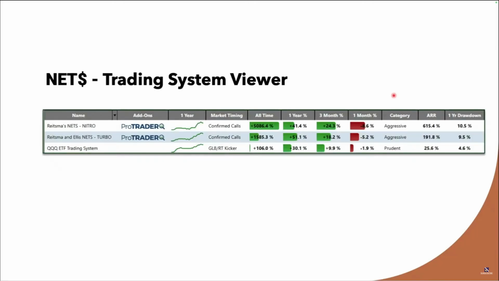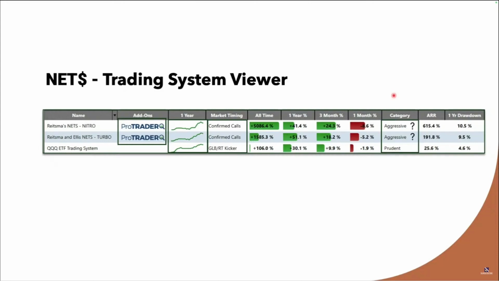So here's the trading system viewer. We've got Pro Trader on to use these. Good equity curves over the last year. Of course, Nitro is a little steeper, more aggressive, but the downside can be more aggressive as well. Confirmed call signals rather than the green light buyer RT. The all-time is different. The QQQ ETF trading system was from 2019, I believe, so the all-time numbers don't really match that well. But over 1 year, it was pretty darn good.